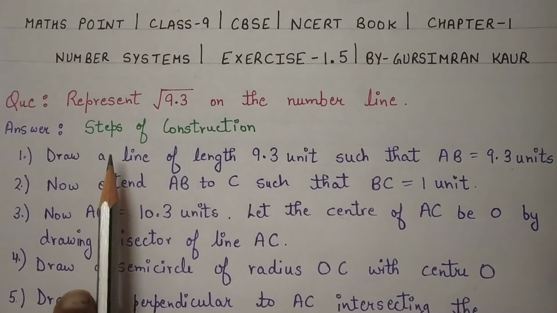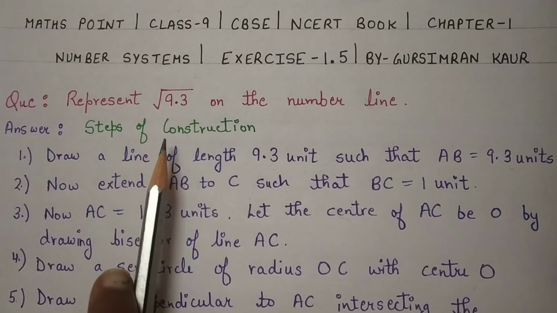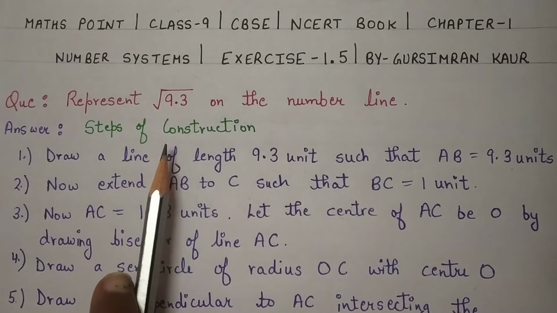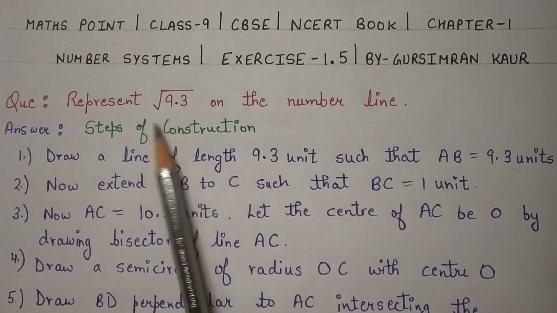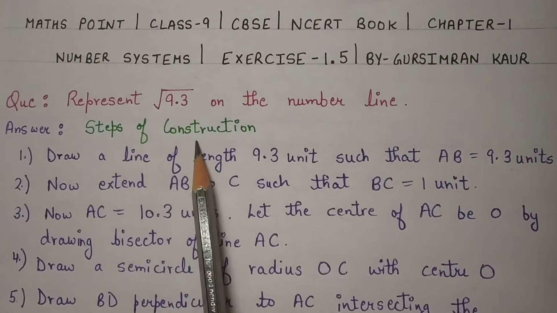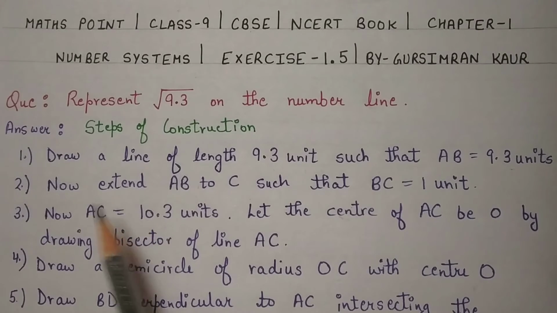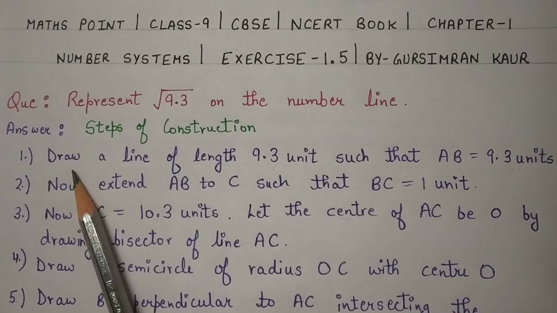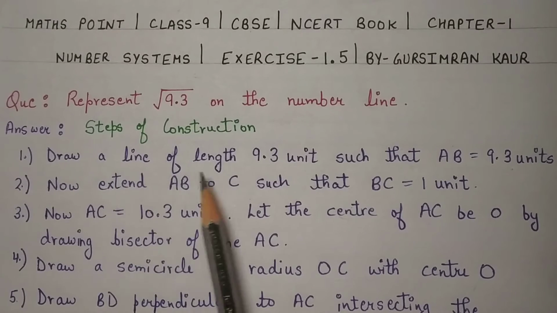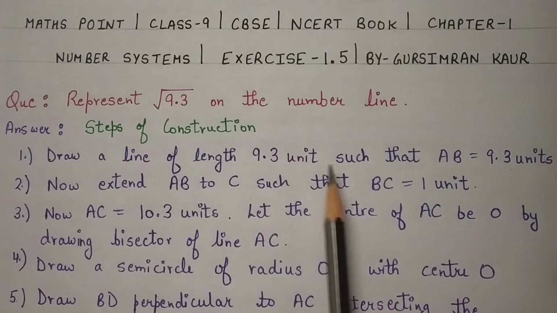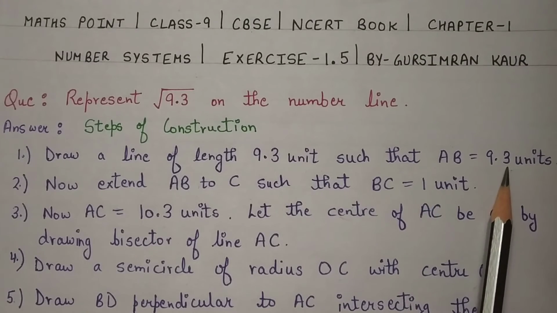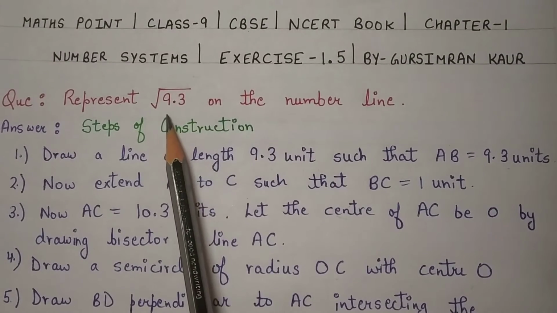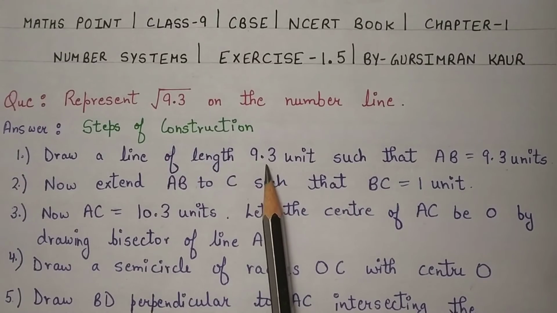In this video, we will learn to do the representation of root 9.3 on the number line. Steps of construction are given. Now, we will read the steps one by one and draw them simultaneously. First step is draw a line of length 9.3 units such that AB is equal to 9.3 units. Whatever length is given in the root, you will take that length and draw a line.